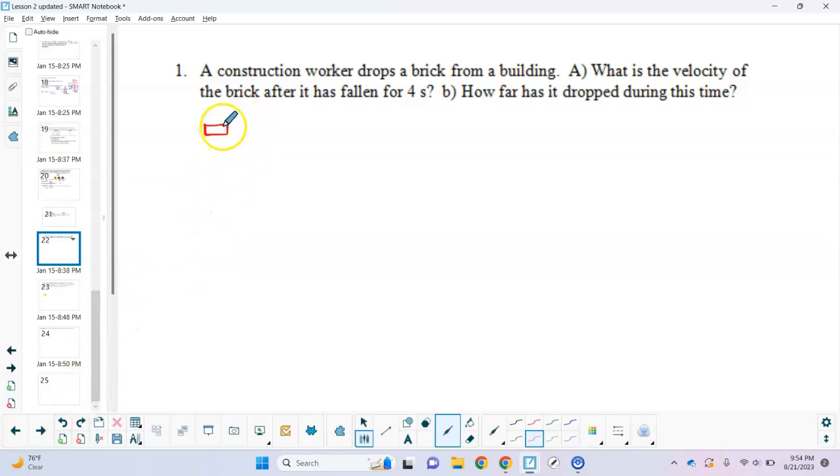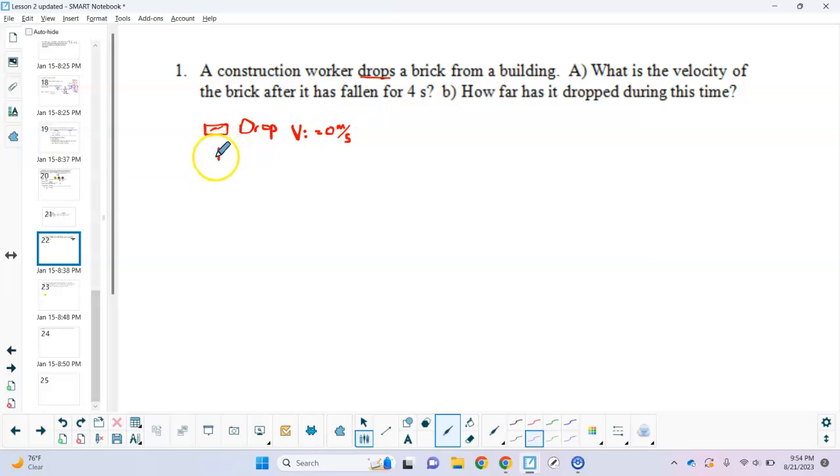So if this is my brick here, and I'm going to drop it. Drop is an important word because, again, sometimes you have to use context clues, but it implies that the initial velocity is 0. So we're not throwing it upward with some positive velocity. We're not throwing it downward with some negative velocity. We are just dropping it, so the initial velocity is 0.